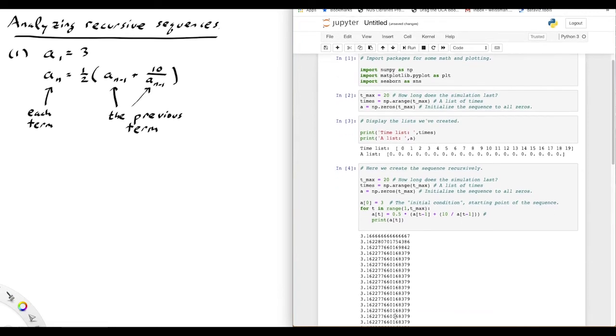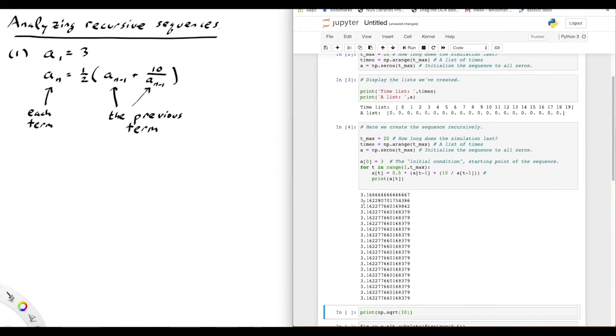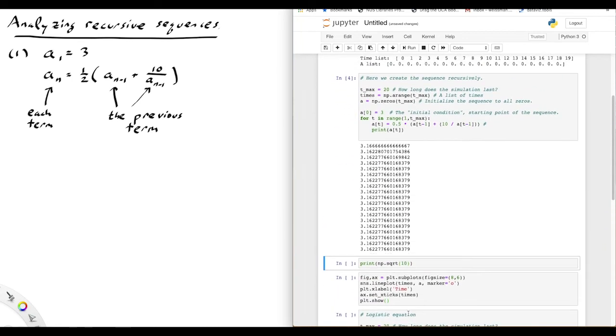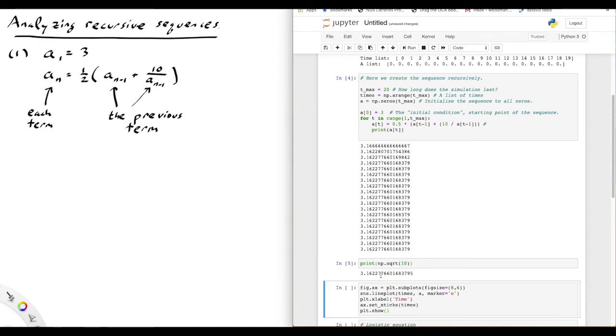So when I go through, here it is, and we see the numbers that I saw before, 3.16 repeating, 3.16228, 3.16227766, and so on and so on. If I want to compare this to the actual square root of 10, it's quite close. The square root of 10 is 3.16227766016833795. And I've gotten within 10 digits of accuracy with only about 4 steps of this process. It's a very quick way of estimating square roots.